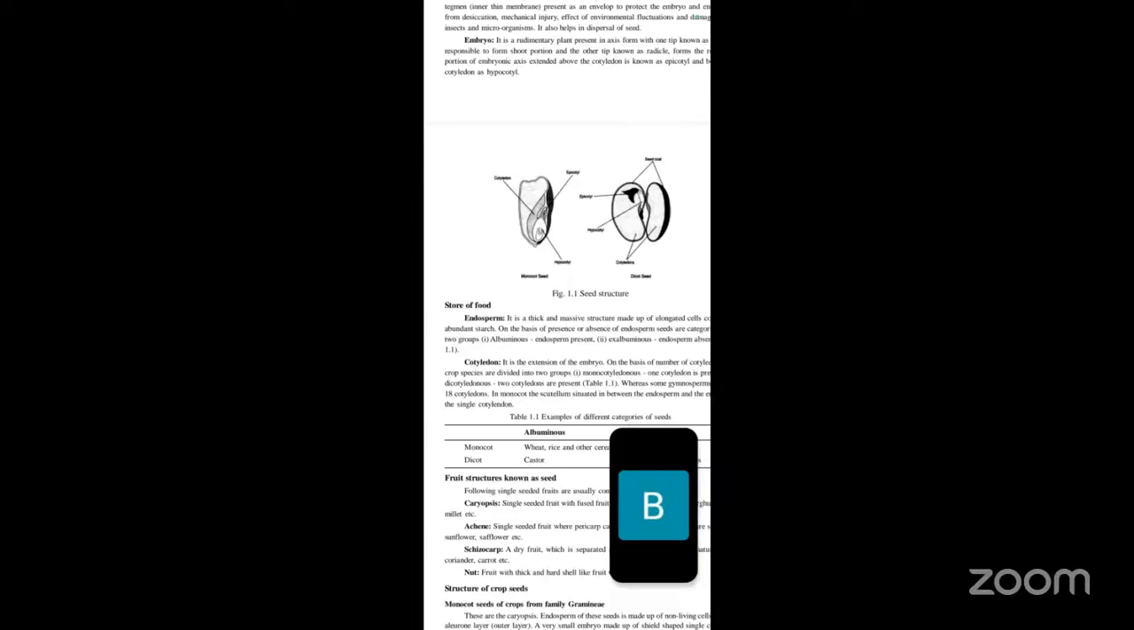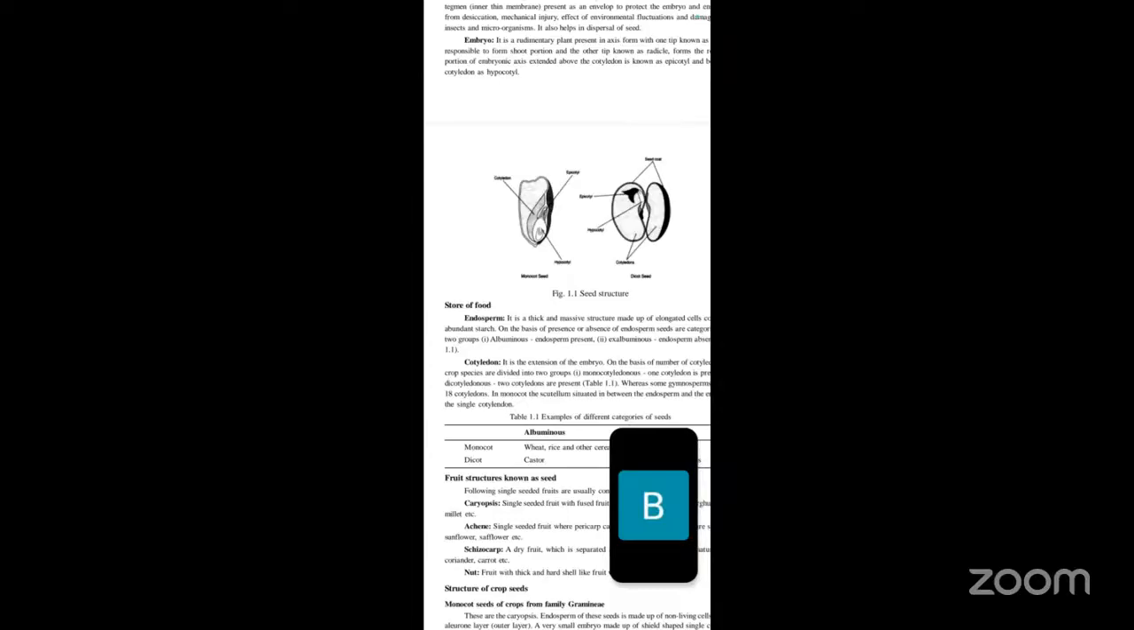Next, schizocarp, a dry fruit which separates into two or more units at maturity. Examples are coriander and carrot. Nut is a fruit with a thick and hard shell, like the groundnut. These are the fruit structures of crop seeds.